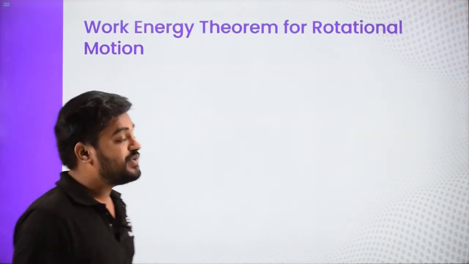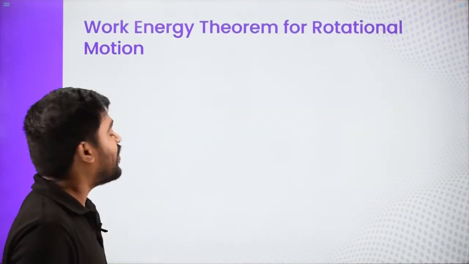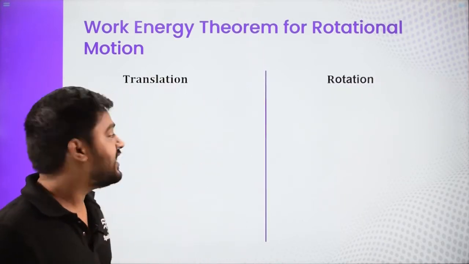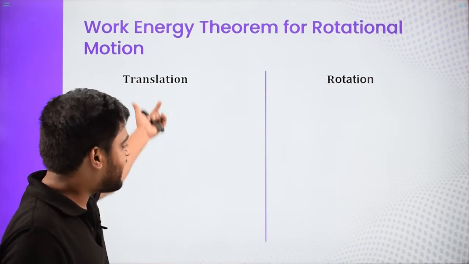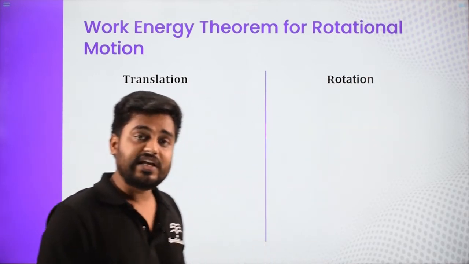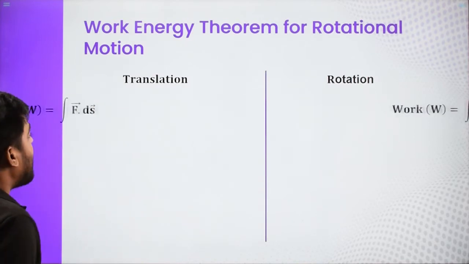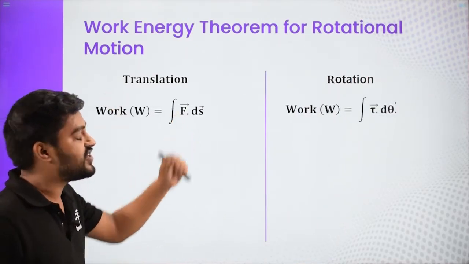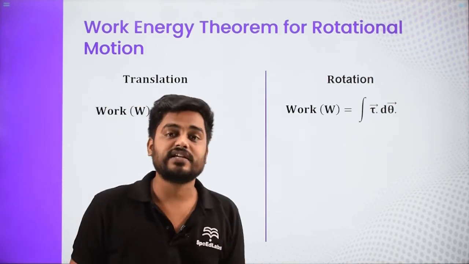Now we are going to discuss the work energy theorem for rotational motion. I am going to divide my board in two segments. One is here, where I am going to talk about translation parameters, and here I am going to talk about rotational parameters. So first, how do you define work? Work in translation is defined as the integration of F dot ds, or Fs cos theta.